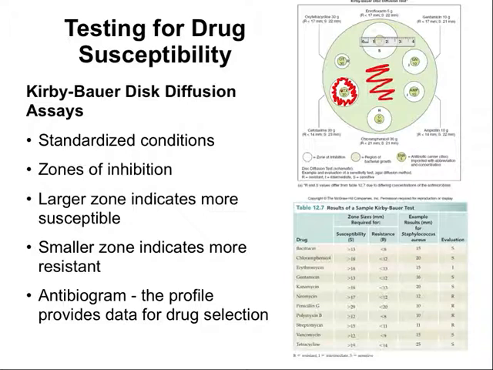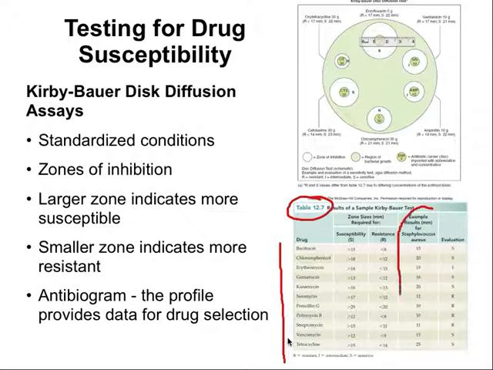The smaller the zone, the more resistant they are. The measurements from the bacterial lawn in the petri dish are then compared with the standards for each drug that you can see in this table. Here's a set of results for Staphylococcus aureus. From these, we can tell whether they are either resistant or susceptible.